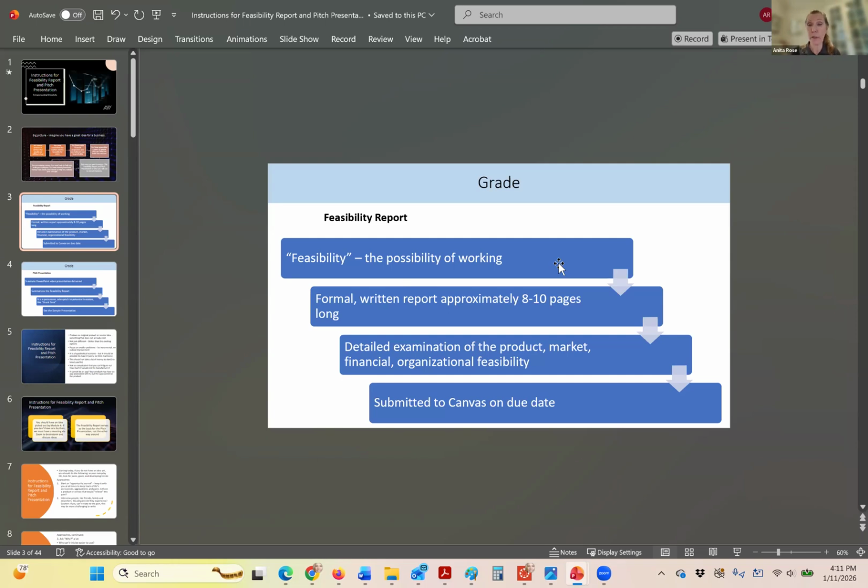And we're going to write a formal report, about 8 to 10 pages long, somewhere in that range. But you have a template to work with, and you'll be just filling in the information as we're going along during the semester. And you're going to be putting detailed information in here about the product, the marketing, the finances, and the organizational feasibility. And then you will submit that on to the draft, and then you'll be submitting sections of it as we're going along. And then you will include that information in the feasibility report. And then you will have a draft feasibility report, as I mentioned.